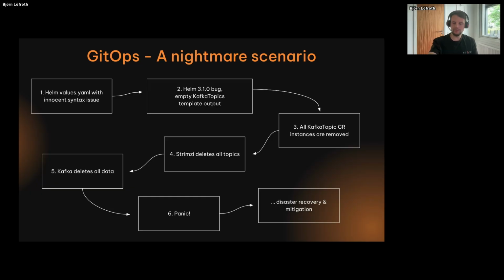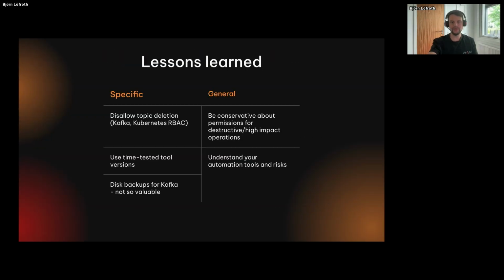But at the end of the day, we lived to tell the tale and we learned some very important lessons, which we will go into. So we will consider both specific ones and general ones. So the specific, most important one is to disallow topic deletion in your production cluster. You can either do it on the Kafka level, in the cluster configuration, or you could in theory do it on some kind of Kubernetes level where you disallow the delete operation for the Strimzi custom resources, the Kafka topic custom resource.